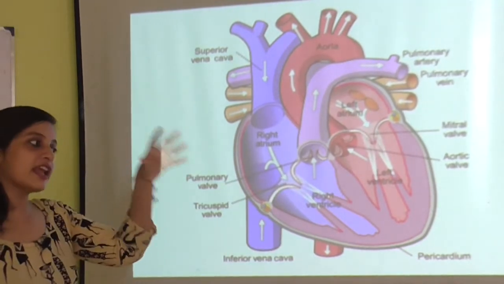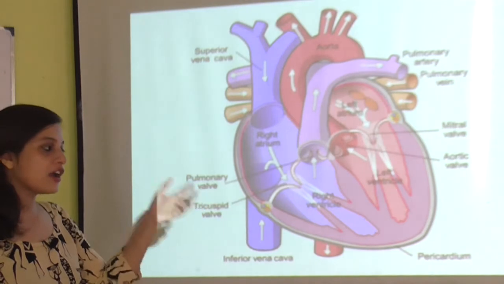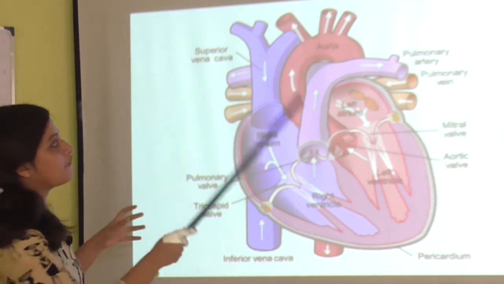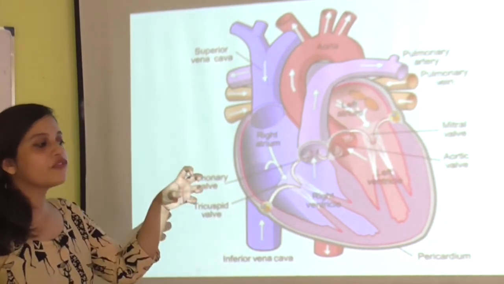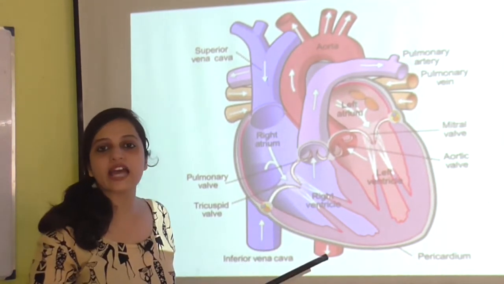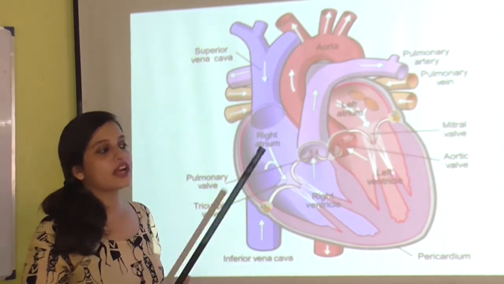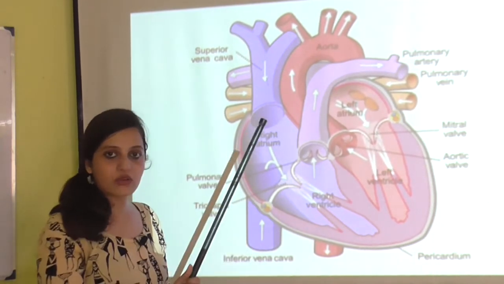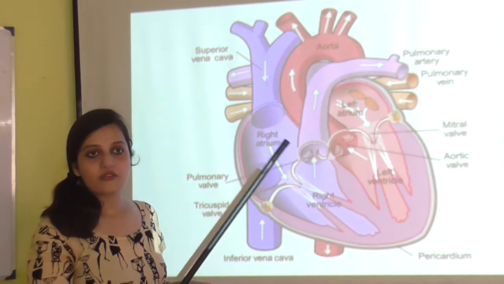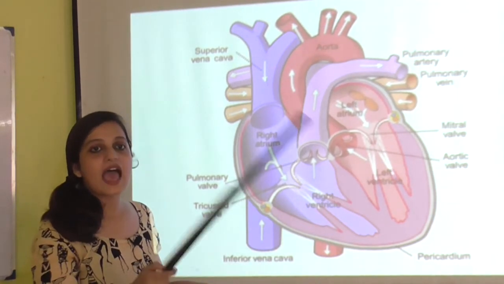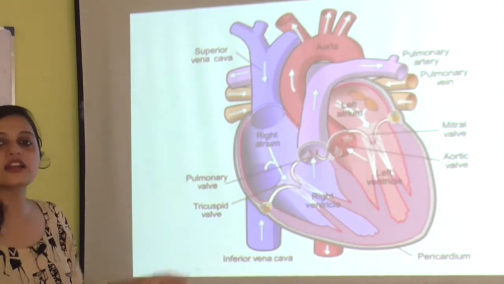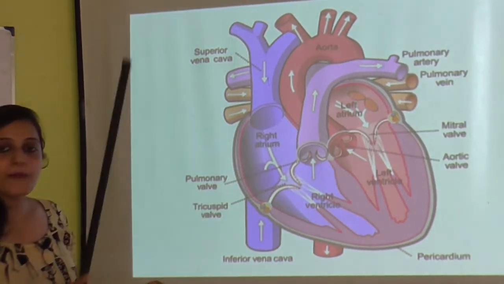So what is there in the lungs? There are small air-like sacs. The vessel will go there and give off the deoxygenated blood. Deoxygenated blood means a lot of carbon dioxide is present. So it will give off the carbon dioxide and take the oxygen from the lungs, from the alveoli, from the air sac. Then the oxygenated blood will return back to the heart.